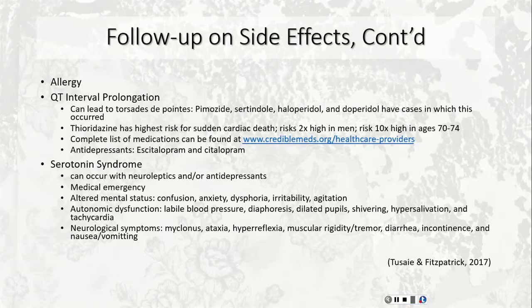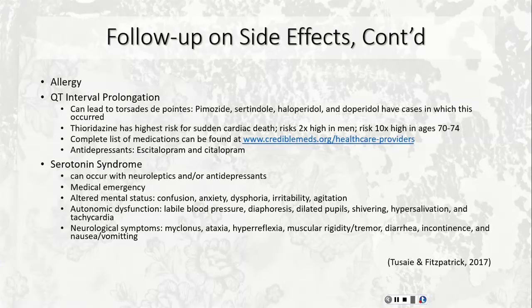That medication is the highest risk for sudden cardiac death. The risk is 2 times higher in men and 10 times higher in ages 70 to 74. I haven't really seen that medication used that much at all since I worked in mental health for 5 years. There's a list here of medications that can cause this too, and I put the link there. And interestingly enough, escitalopram and citalopram also can cause the QT prolongation.